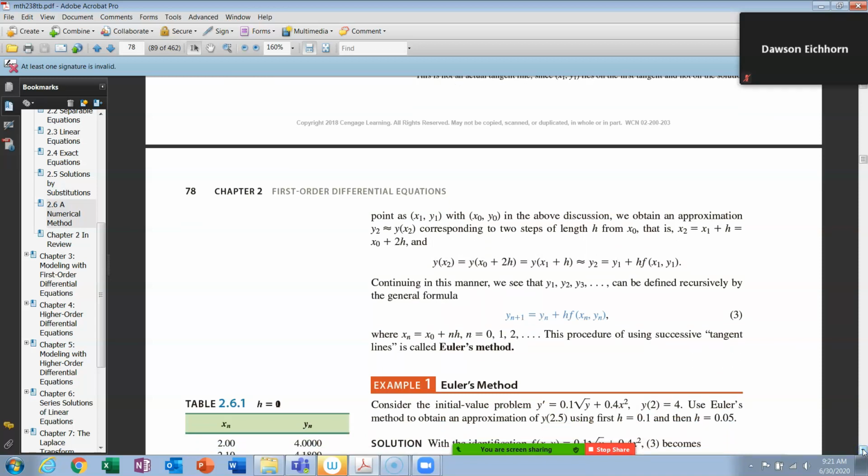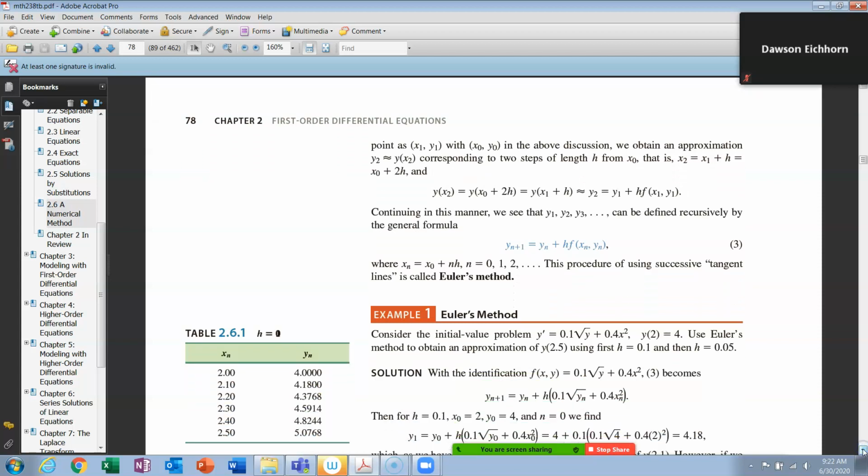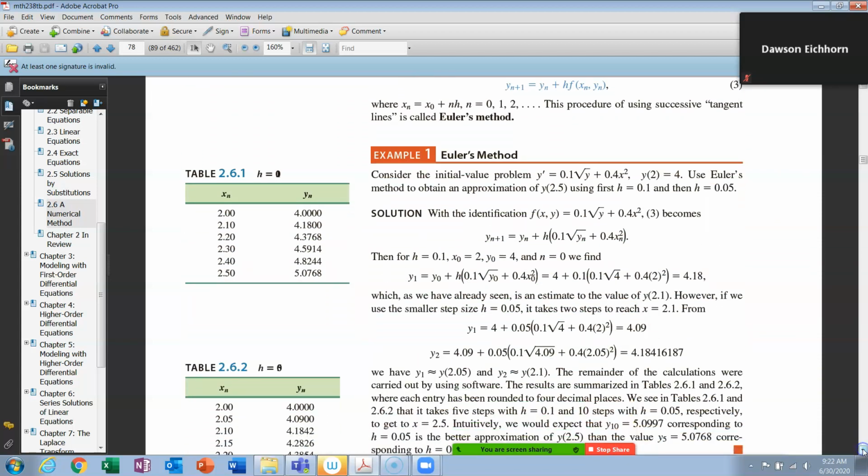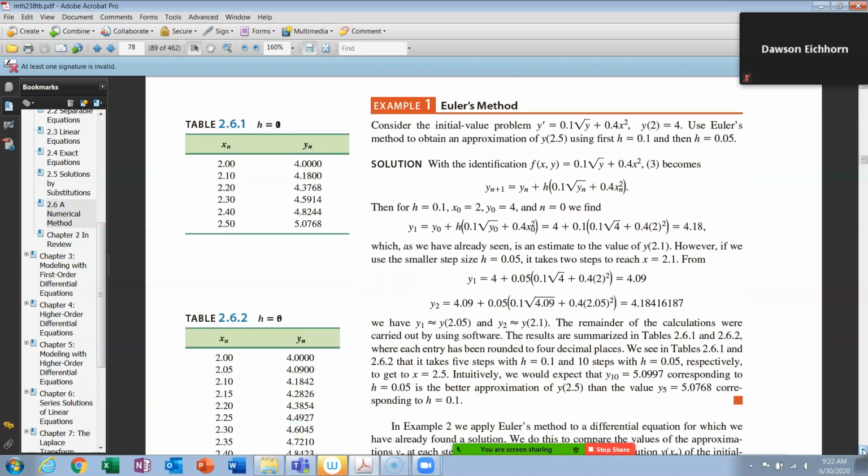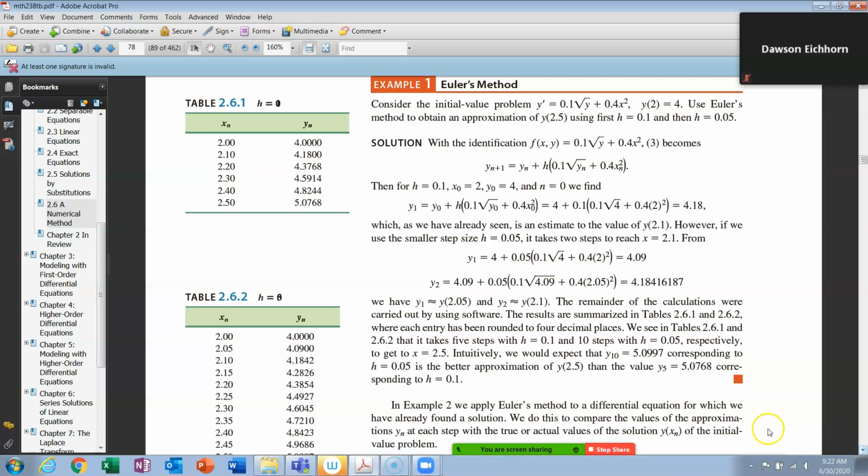So there's your initial value problem, just like we had it. We'll use Euler's method to obtain an approximate solution to y of 2.5. We know y of 2, and we're first going to use h equal 0.1, then we'll come back and do h equal 0.05, a smaller step size. Now, smaller step size will sure enough give us a better answer, but it takes twice as long to do, because you have to go through this whole process twice as many times to get from 2 to 2.5 as if you did step size 0.1.